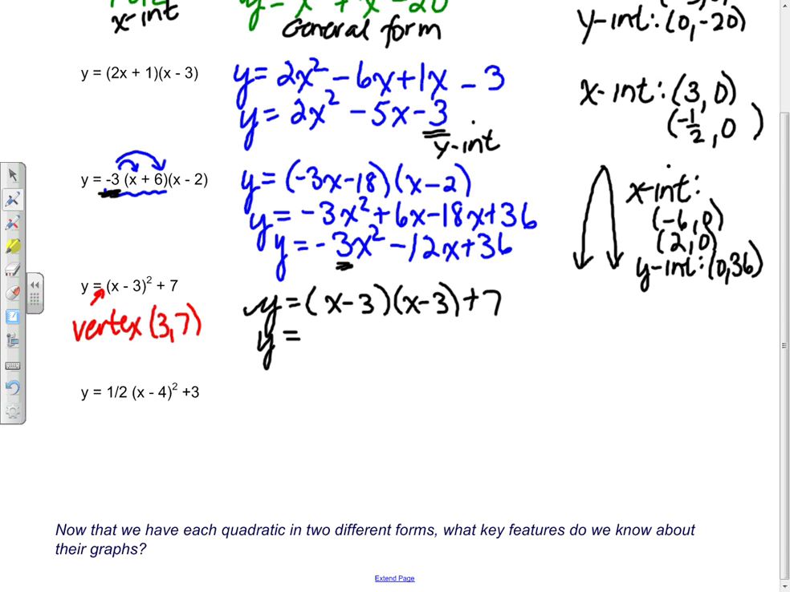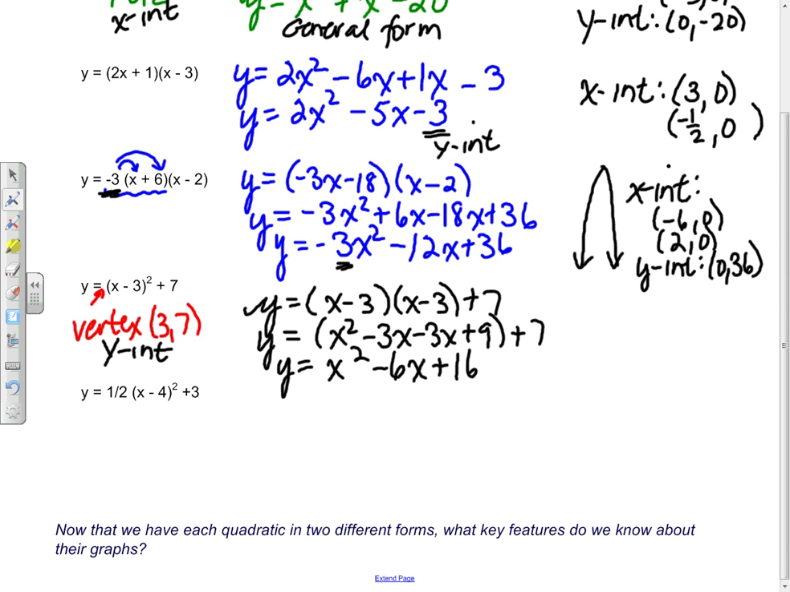If I do FOIL on those 2 brackets, I get x squared minus 3x minus 3x plus 9 plus 7. To simplify by collecting like terms, I have an x squared, I have minus 6x, and a 16. That tells me that my y-intercept is 16.